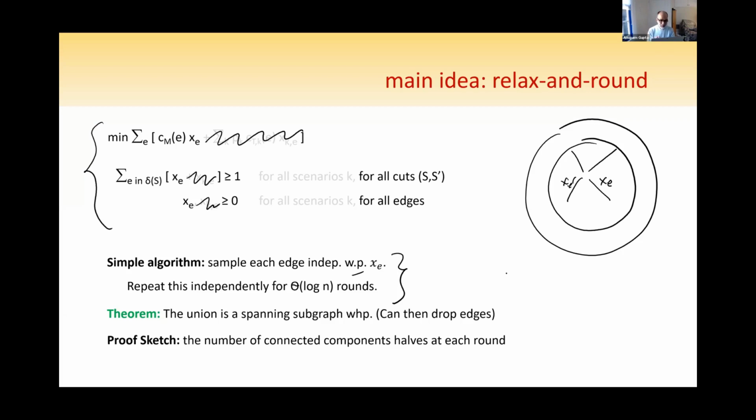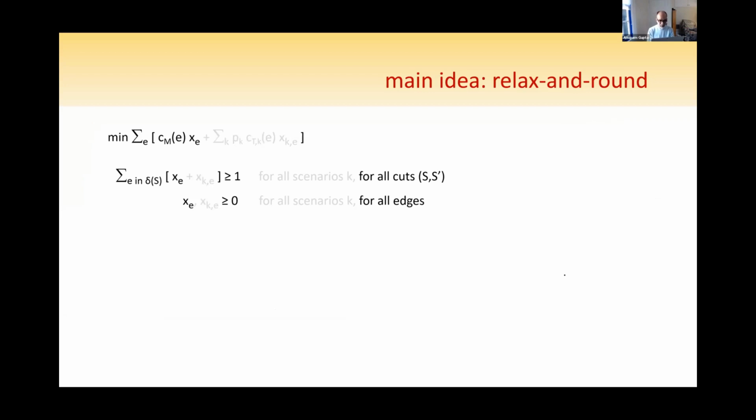So the main idea is that the number of connected components, and here I'll use this structure. Remember, I had 2 to the n sets, but these 2 to the n sets come from cuts. And these cuts have a lot of nice structure. So here I use the structure that the number of connected components halves every time. So let me do the argument a little bit. Okay, so here's the idea.